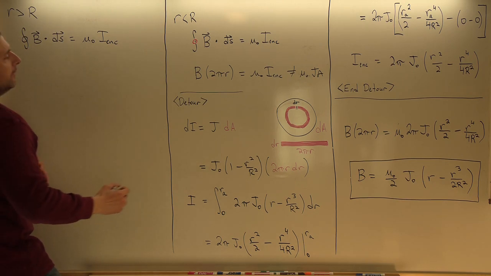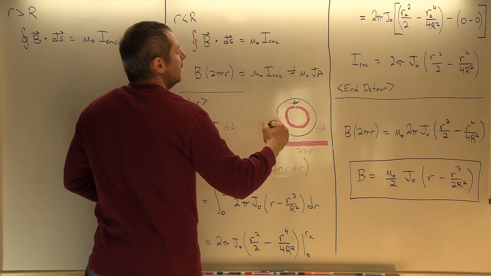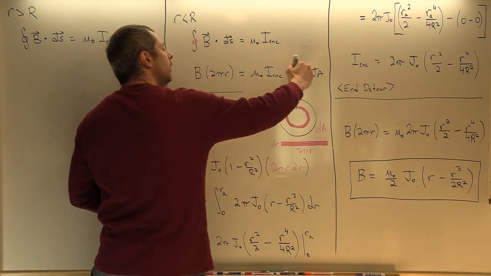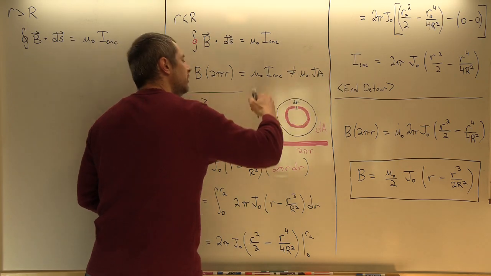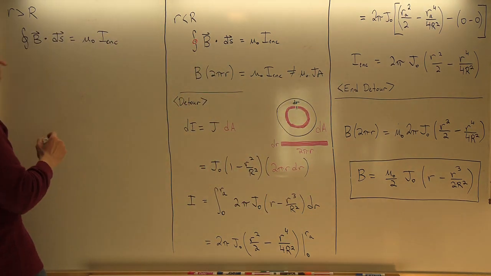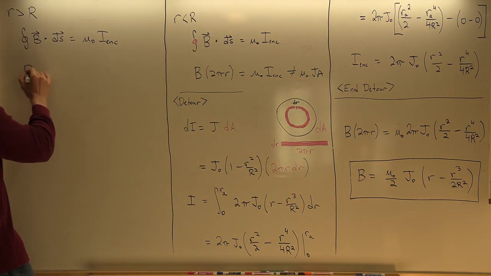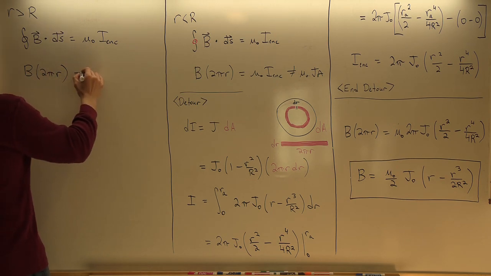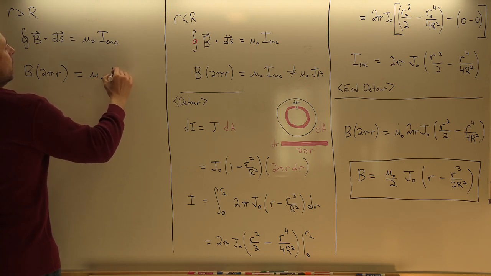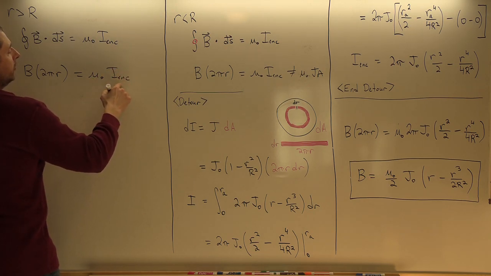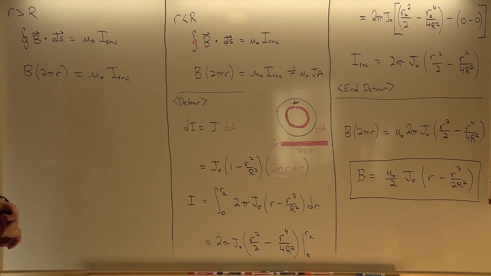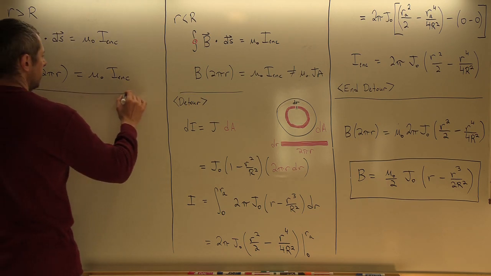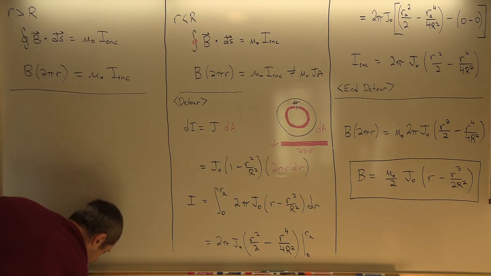The left side, if we make an Amperian loop like this, the magnetic field will still run along the Amperian loop. It'll still be a constant all along the Amperian loop, so this just becomes B times the circumference. But once again, we cannot say that this is J times area because the J is not a constant. So we need a detour again. Let me make a little bit more space.